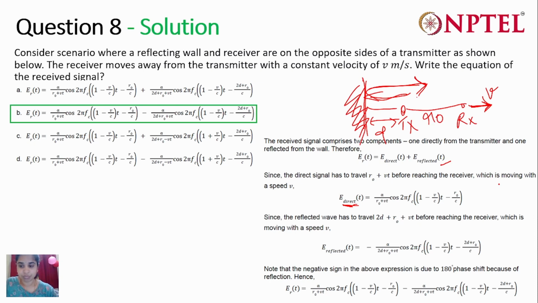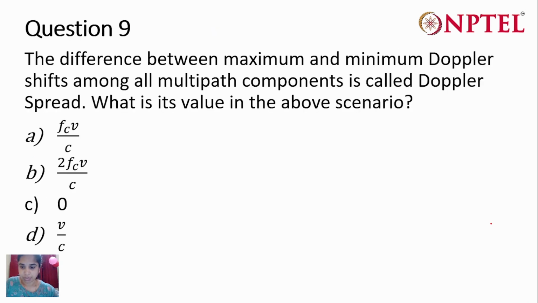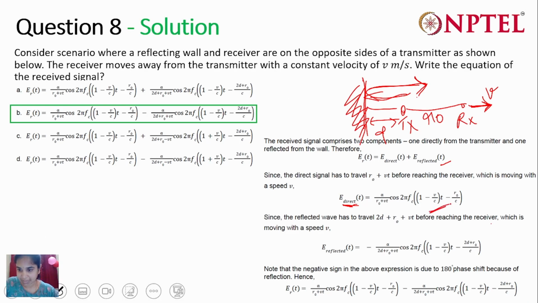You have to find the difference between the maximum and minimum Doppler shifts. It will be zero, right? So the answer would be 0. You see here, for this it's V into Fc by C, and the same way V into Fc by C for the other. So the difference is 0, and the Doppler spread is 0. Is it okay?